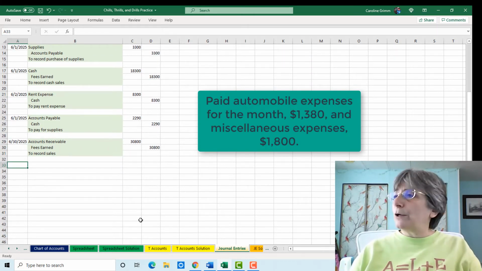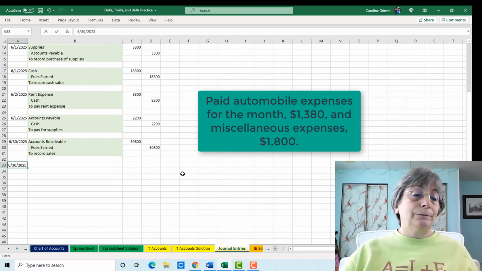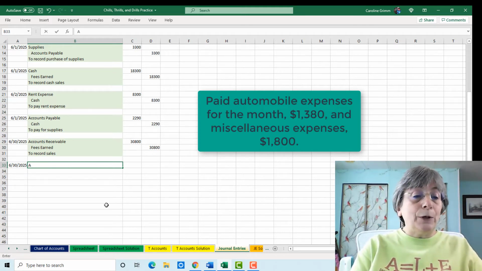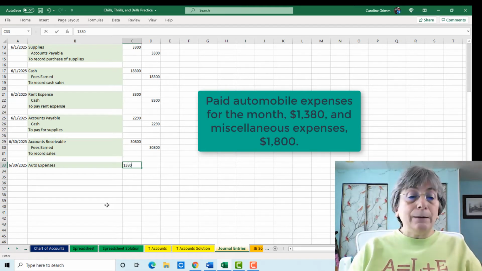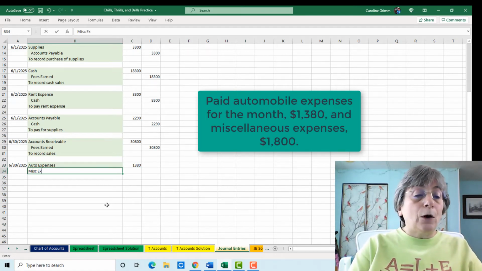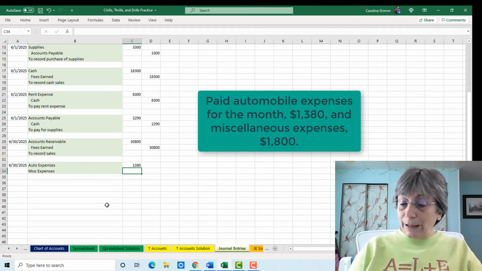So let's go back to our transactions. What happens next? We're going to pay some automobile and miscellaneous expenses. Okay, this is going to be fun for you. You just don't even know what's about to happen in your life, okay? So we're going to debit automobile expenses, or we called it, sorry, auto expenses. Don't want to be making up account names. We're going to debit that for $13.80. We are also paying miscellaneous expenses. So we are going to enter miscellaneous expenses as a debit of $1,800.